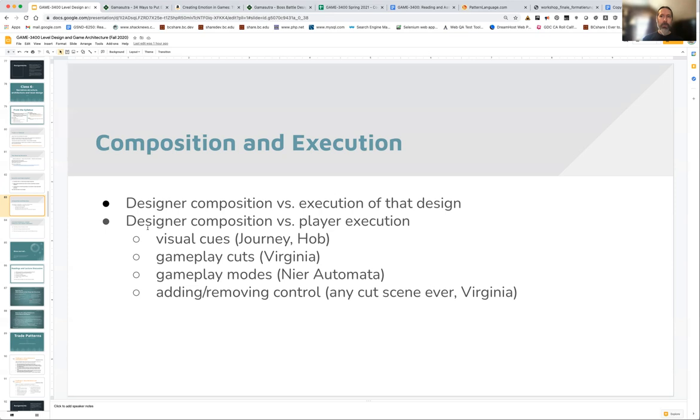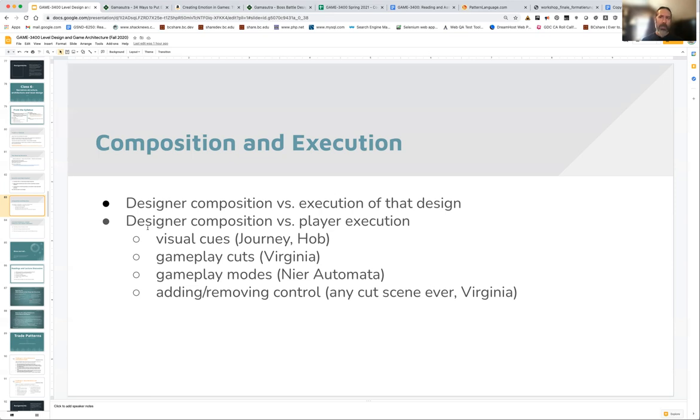How do you compose your level in order to communicate with players, right? Levels as communication: having visual cues in Journey, being able to see the next interesting thing that pulls you in that direction. Hob is the game that I mentioned, I think last week, where my partner didn't recognize the visual language of the cracks on the walls. So it was trying to communicate to me to compose my experience, but it failed to.